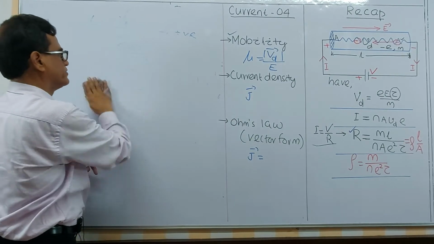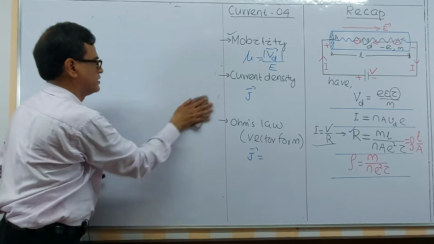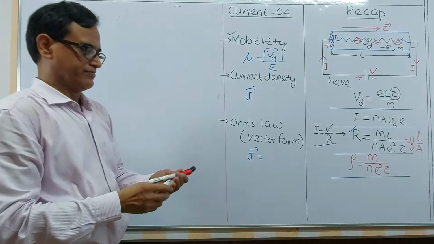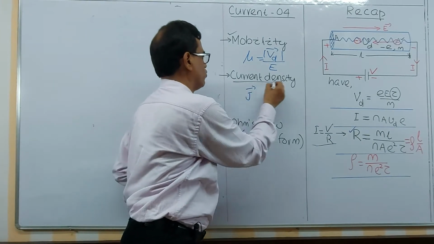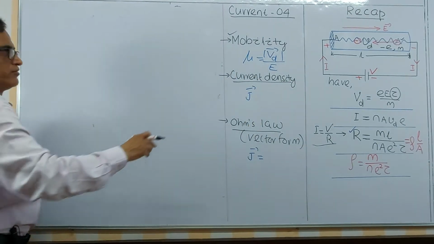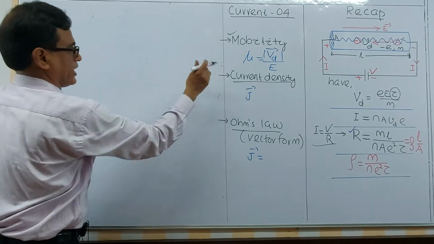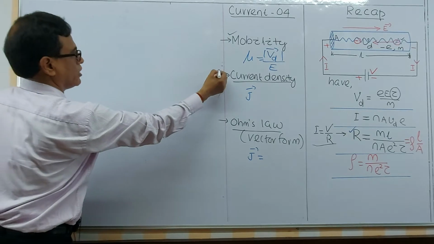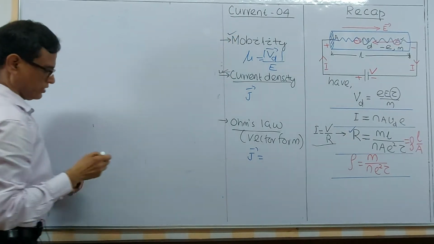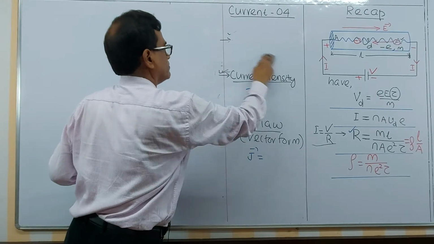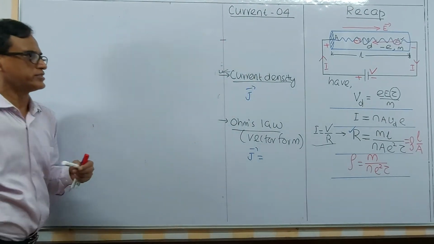Come to the next point. Most important point, I can say: current density. And Ohm's law is one derivation. This is the last part of this chapter. Now, current density, as its name indicates. Let me explain this one now. That part is over. These were only short questions. Current density.